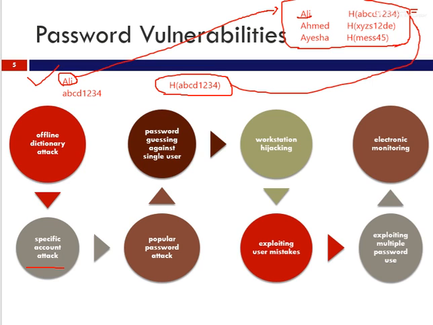Exploiting user mistakes. Now if the system assigns a password, you are not trusting the user to choose their password, because if we let users choose their password, they might choose weaker passwords.